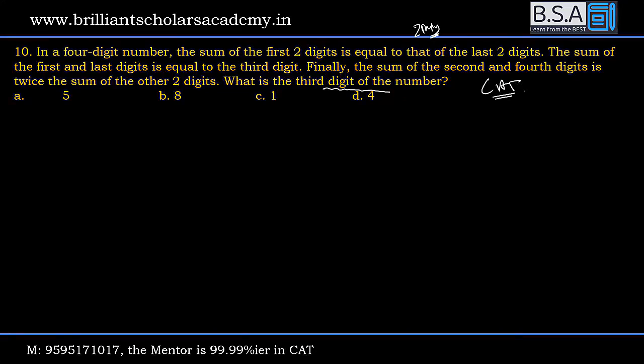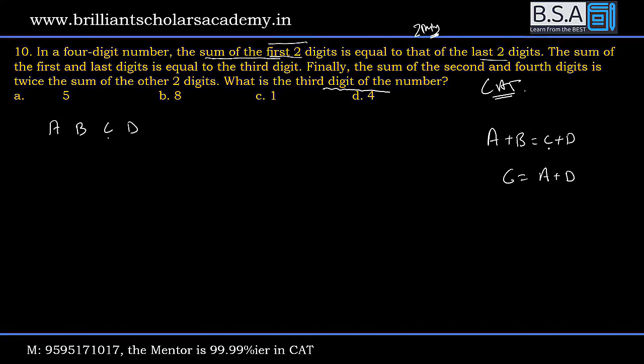Comment answer. It is a 4-digit number. So I'll start with A, B, C, and D as digits. The sum of first two digits is equal to sum of the last two digits. So A plus B is equal to C plus D. The sum of first and last digit is equal to third digit. This third digit C is equal to A plus D.